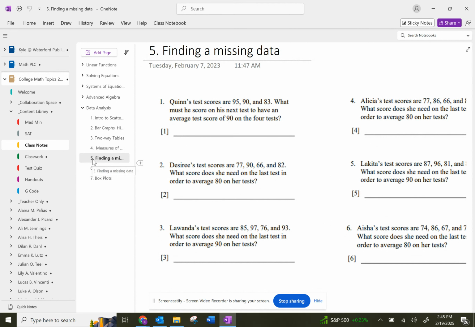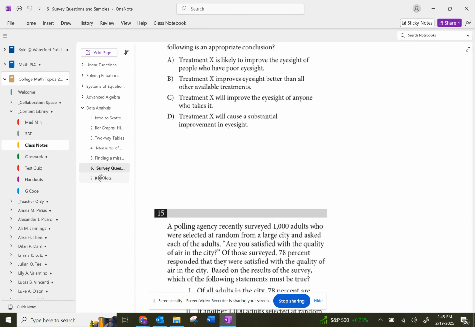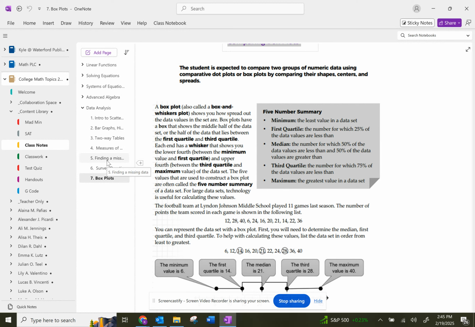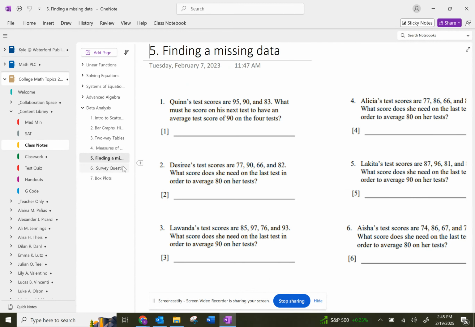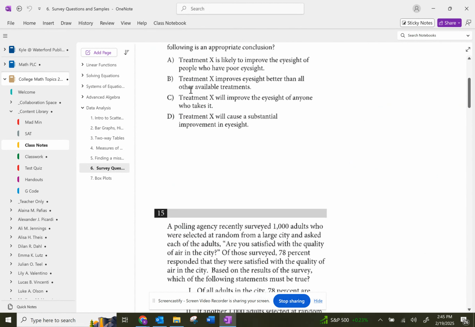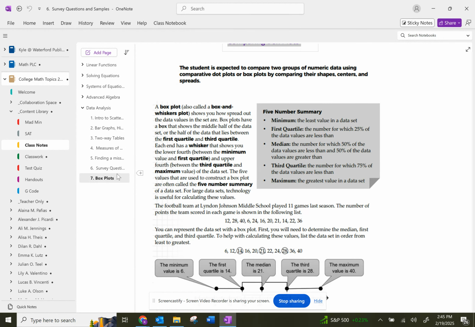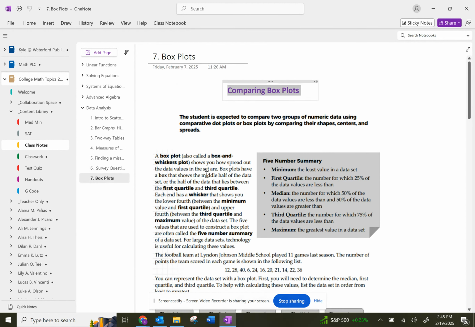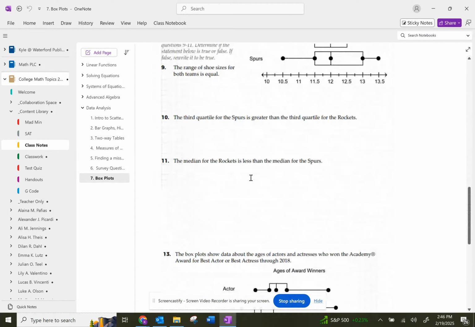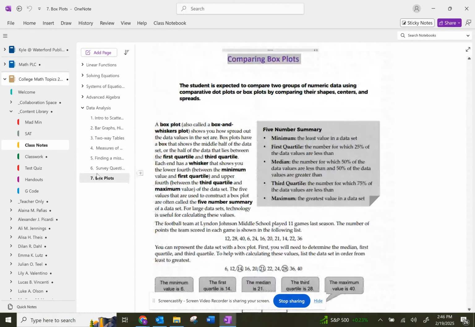In OneNote, you should see under class notes 5, finding a missing data, 6, survey questions, and 7, box plots. I'm going to do an example from number 5, set you up with number 2, and then I'm going to ask you guys to finish the rest of the problems on this page. You guys are going to work on these multiple choice problems. We'll talk about them next class. And then you're going to read this review on box plots and answer these practice problems below. So that's the goal for today.